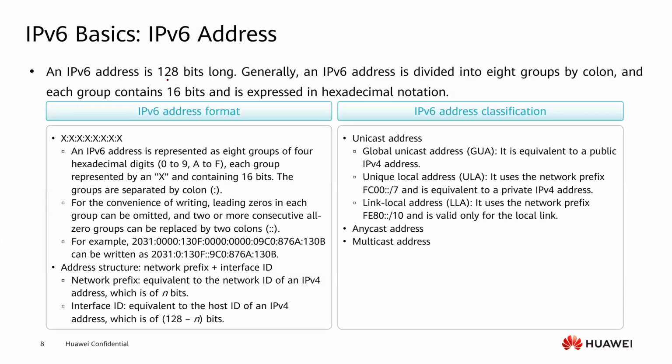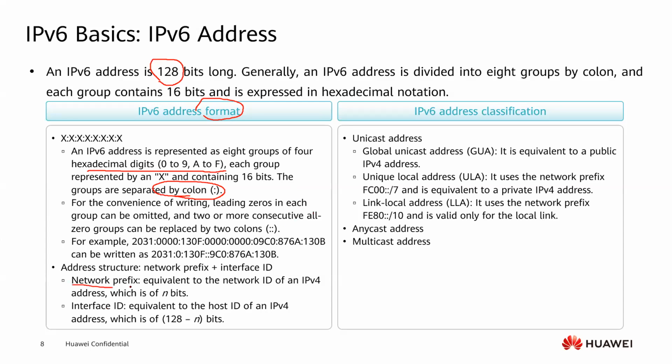For the IPv6 address, its length is 128 bits, so it's so long. It's enough for our expanded network and expanded applications. The format of IPv6 uses the colon. It's separated by colons and uses hexadecimal digits, just 0 to 9, A to F, as the address format. And the IPv6 address is also separated into two parts.